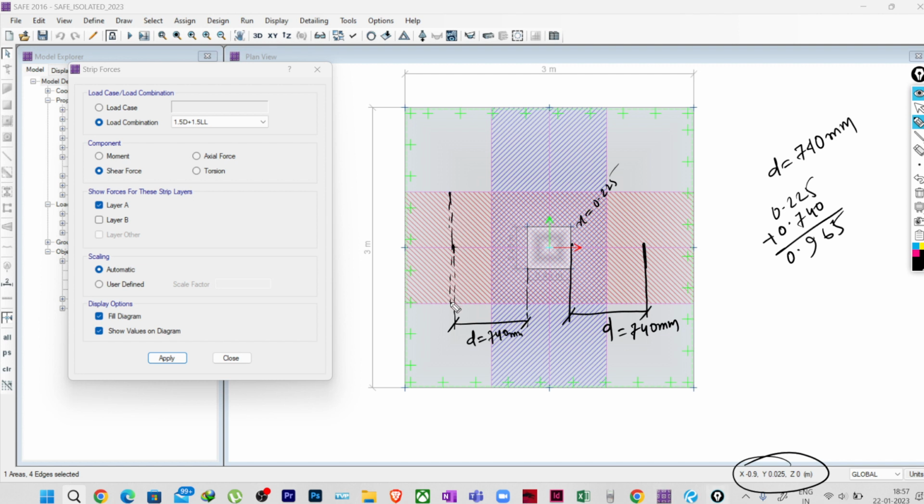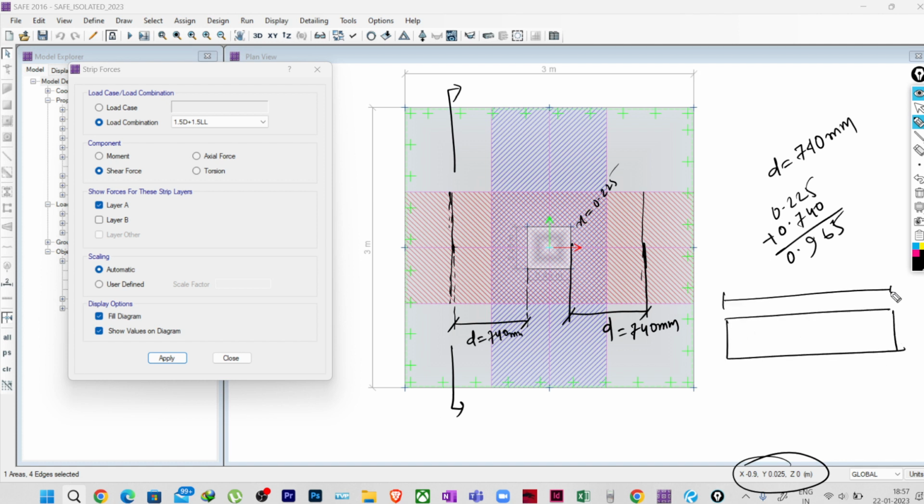this face I am talking about, this total face, as the strip width is this. If you draw a cross section in this face, it will be something like this. This width is 1200, this thickness is 800, and this is the face where we are checking the shear force.